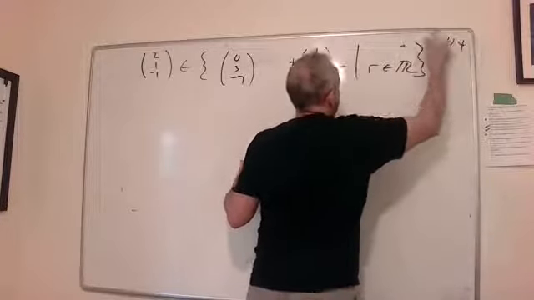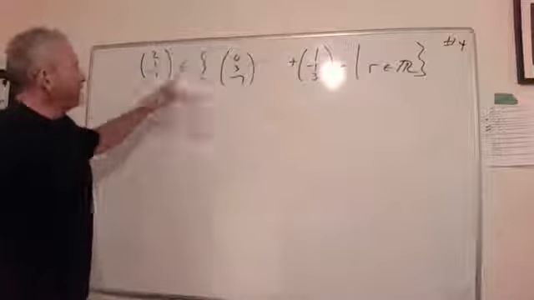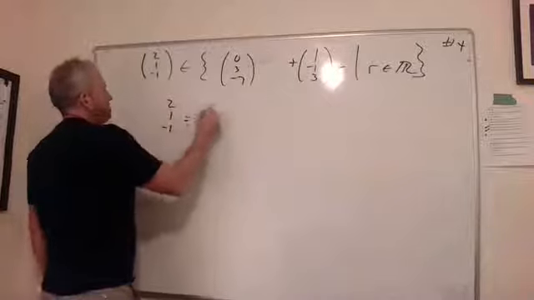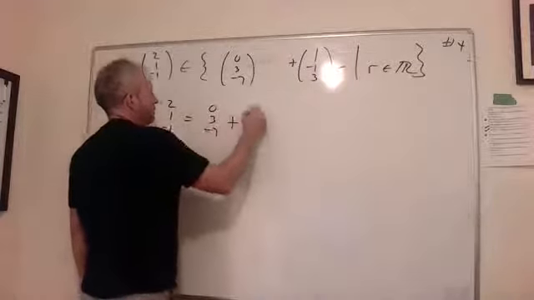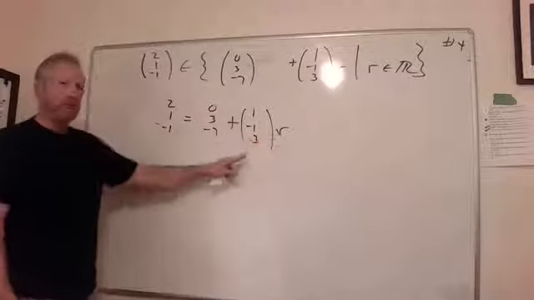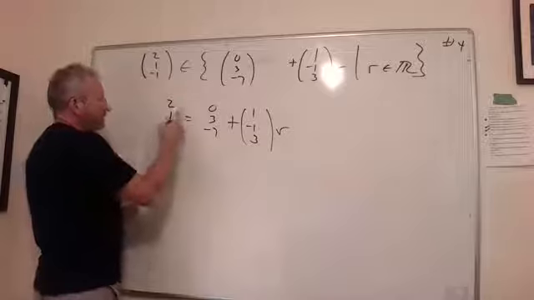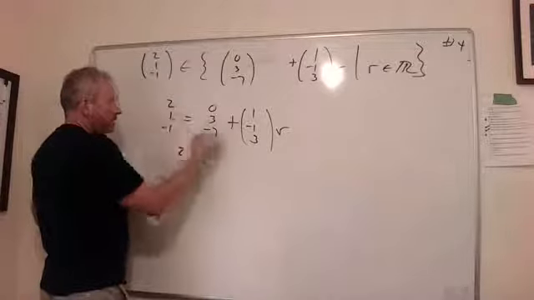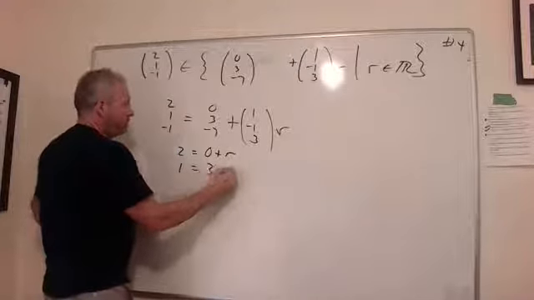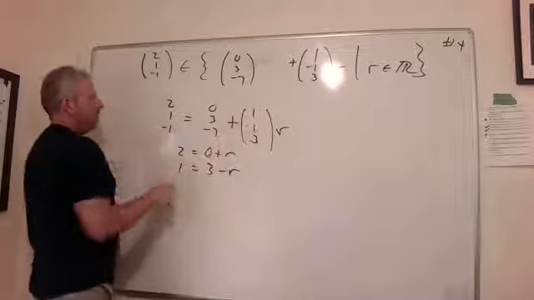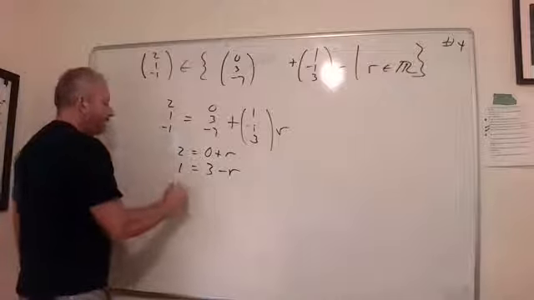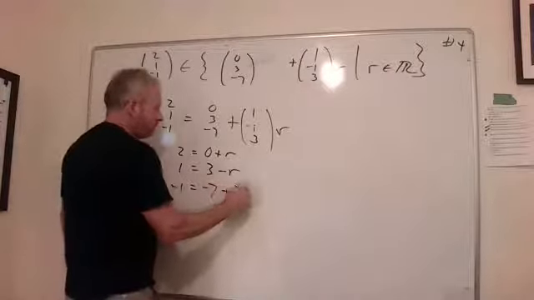This is question number 4. What does it mean for this to be an element of this set? It would mean that we can find a value for r so that this is true. Now, if this were to be the case, we would have to have 2 equals, because there's the x-coordinate, 0 plus r, and 1 equals 3 minus r. There's the y component, the y coordinate, and then negative 1 equals negative 7 plus 3r.